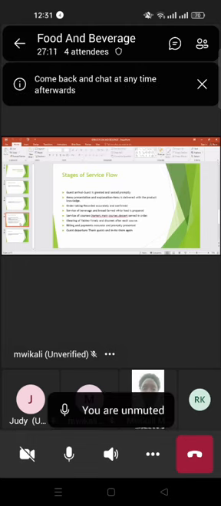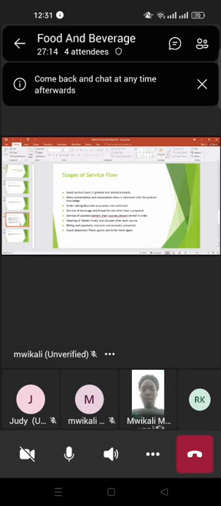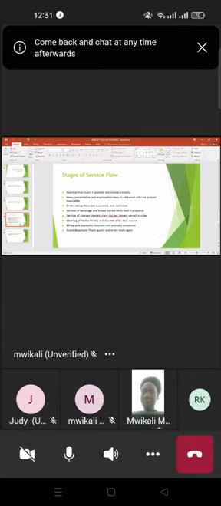Okay, we have learned about the stages of the service flow, and we've seen that the first stage is the guest arrival, where the guest is greeted and seated. Then after that, you present the menu to the guests. Then after that, you take the order. Then you serve the food and beverage that the customer has ordered. Then you serve all the courses in the right order. Then you clear the table, you bill, then the guest pays, then they depart. Yes, that's what I have learned today.